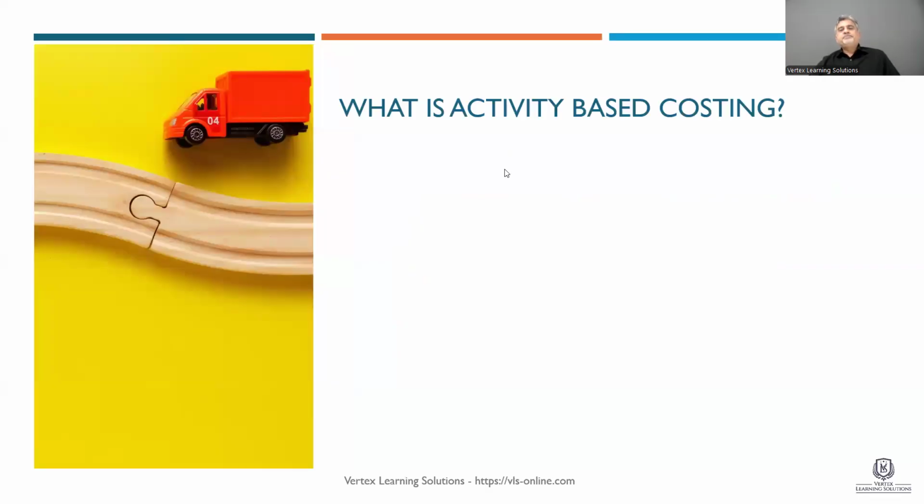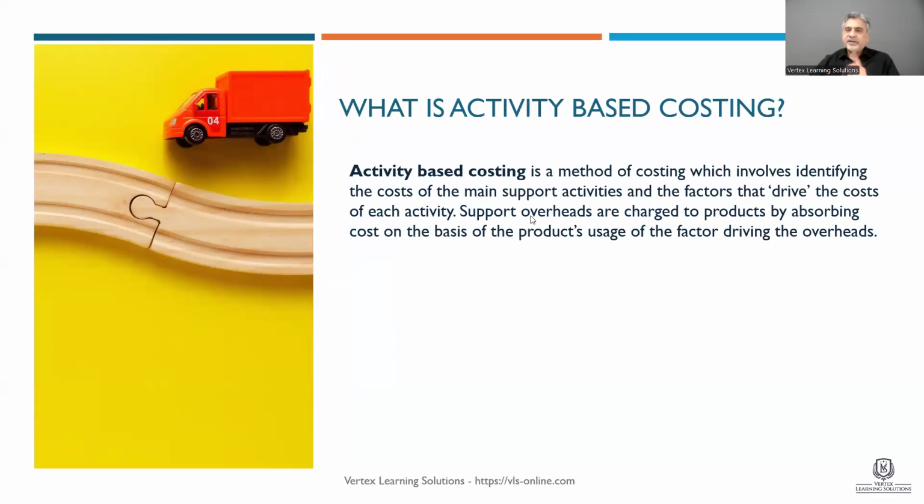So what is activity-based costing? It is a method of costing. Now understand it, it is a method of costing which involves identifying the cost of the main support activities and the factors that drive the cost. We call them cost drivers. Factors that drive the cost, drive means the reason, the cause. So what are the reasons for these costs?